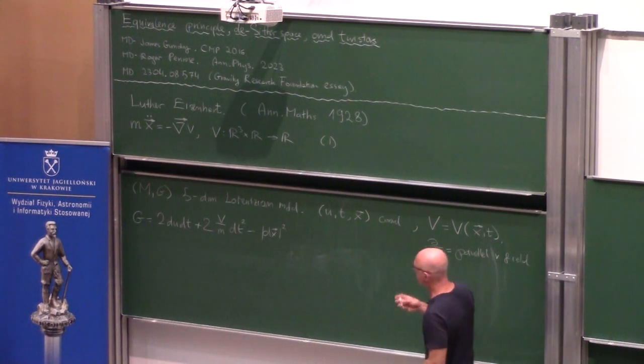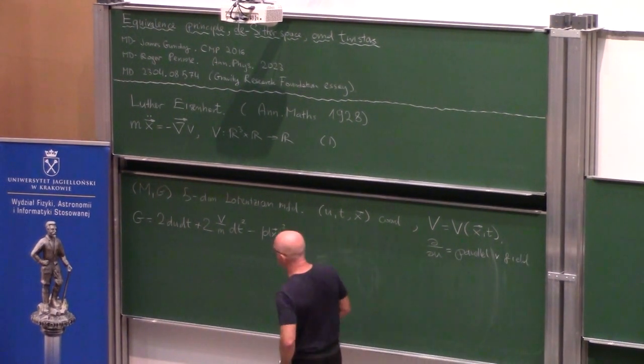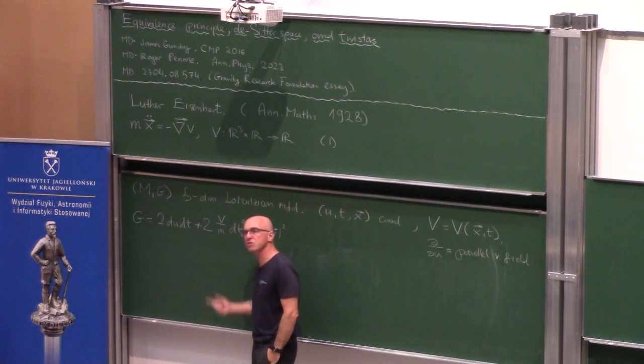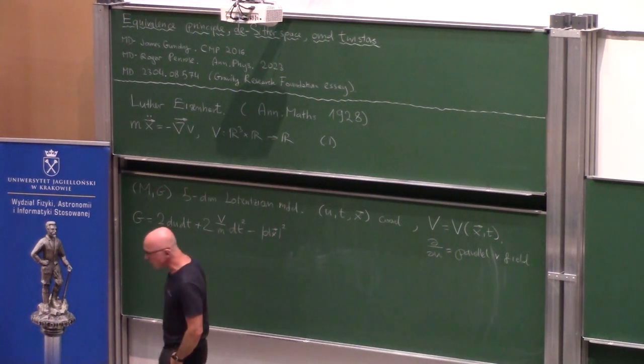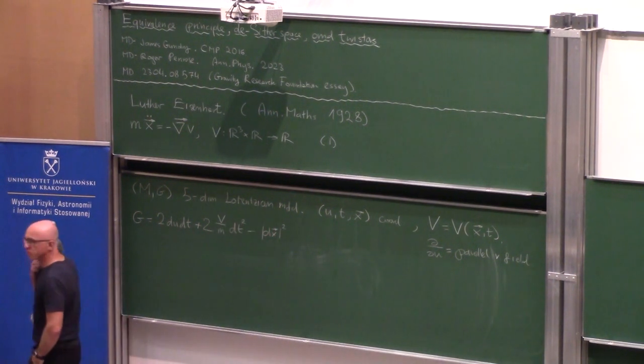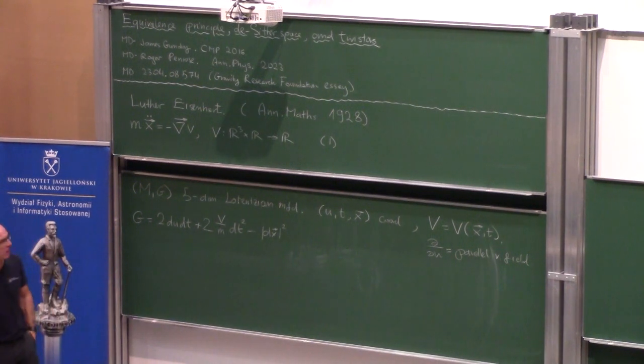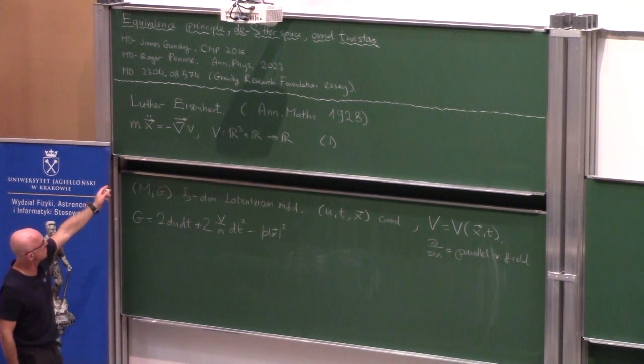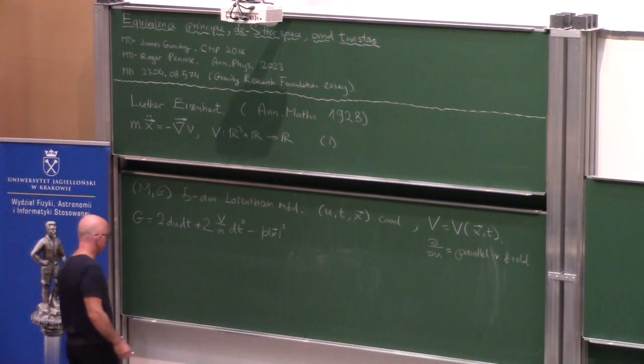The observation of Eisenhardt is that if you look at the null geodesics of this metric and you project them down to the space of trajectories of this parallel vector field, then the images of null geodesics are nothing but the integral curves of equation 1.